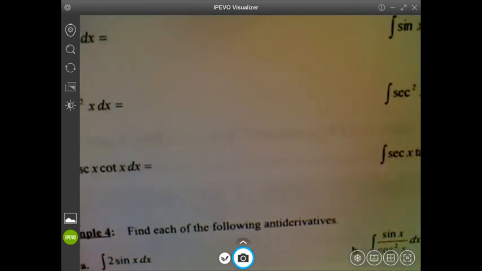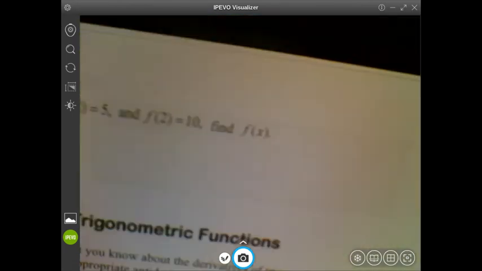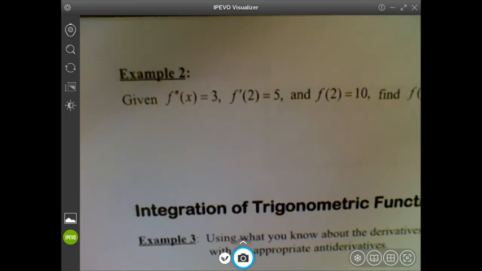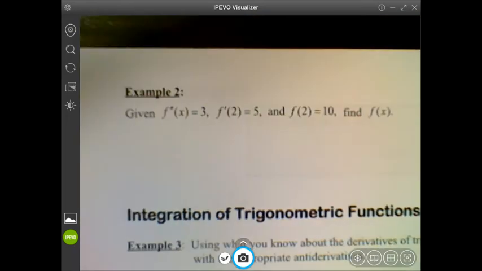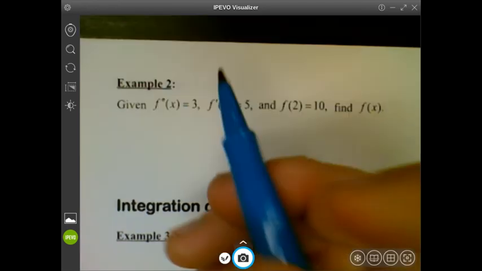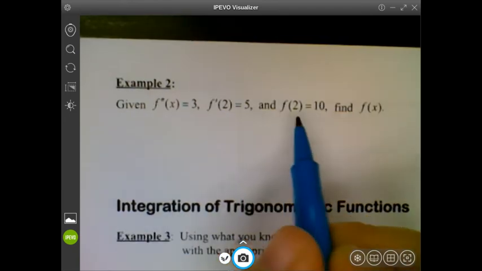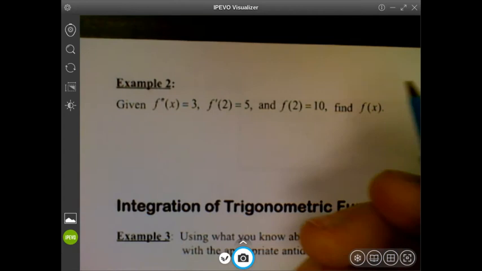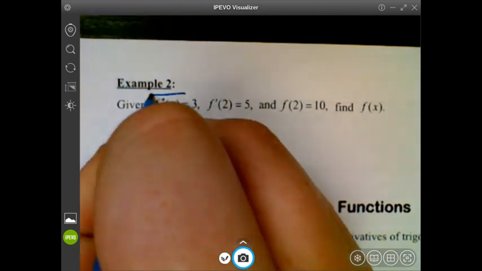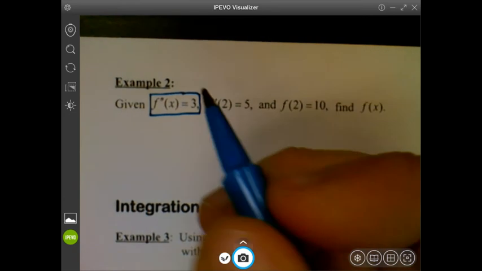All right, so remember how I said sometimes they'll give us enough information that we can go ahead and identify what the C value is, and that is actually what is happening on example 2. We'll be able to find f of x, every single part. We'll be able to find all the C's as well. So we have f double prime equal to 3, f prime of 2 equals 5, and f of 2 equals 10. So this is our starting function right here, f double prime. This is what the second derivative equals, so we're going to work our way backwards.